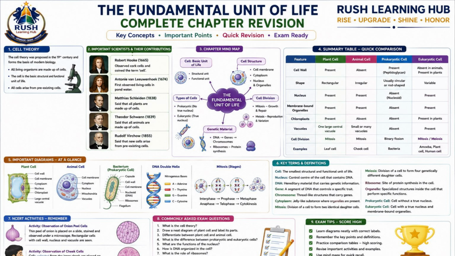We also studied various cell organelles. Mitochondria are the powerhouses of the cell because they produce ATP. Ribosomes synthesize proteins. The endoplasmic reticulum transports materials within the cell. The Golgi Apparatus packages and distributes cellular products.